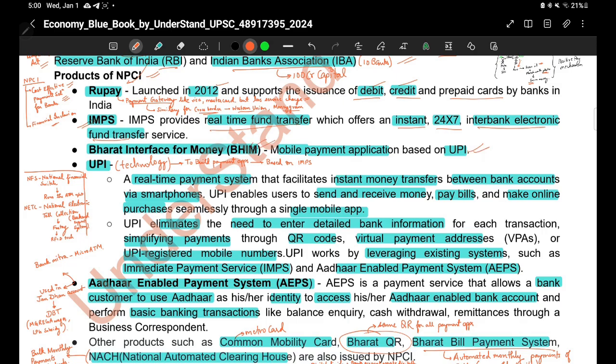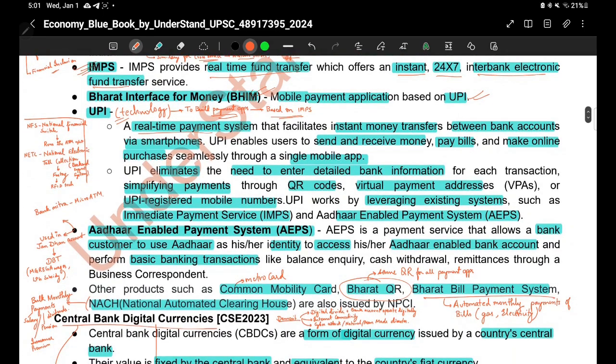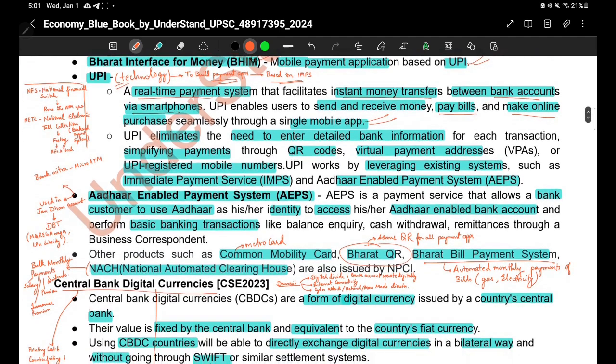What is UPI? UPI is a technology to build payment apps based on IMPS. We saw IMPS here, an NPCI product. It is a real-time payment system that facilitates instant money transfer between bank accounts via smartphones, and UPI enables users to send and receive money, pay bills, make online purchases seamlessly through a single app. Self-explanatory. UPI eliminates the need to enter detailed bank information for each transaction, simplifying payments through QR codes.